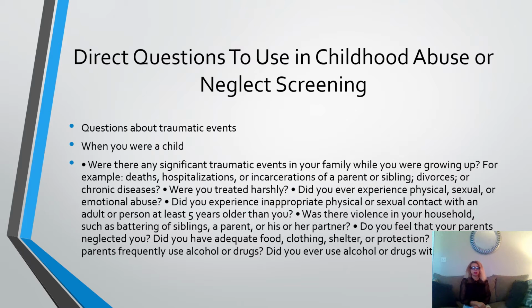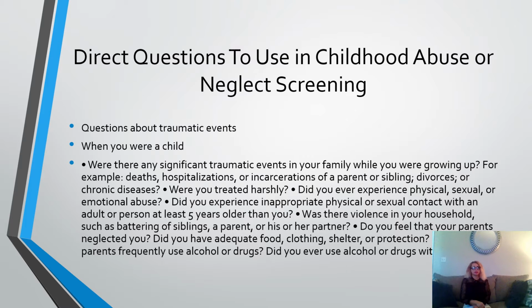Direct questions to use in childhood abuse or neglect screening. Questions about traumatic events: When you were a child, were there any significant traumatic events in your family while you were growing up? For example, deaths, hospitalizations, or incarcerations of a parent or sibling, divorces, or chronic diseases. Were you treated harshly? Did you ever experience physical, sexual, or emotional abuse? Did you experience inappropriate physical or sexual contact with an adult or person at least 5 years older than you?